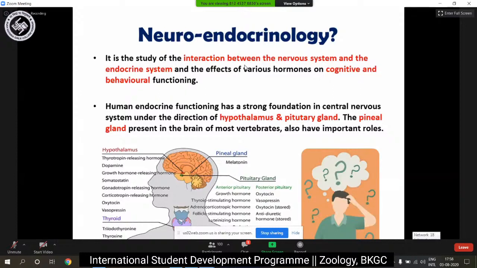So there is a very strong correlation with the pulsatile secretion of different hormones like cortisol, which is secreted more during the daytime and less during the night. So all these things are very much well integrated in the neuroendocrinological aspect of our syllabus.